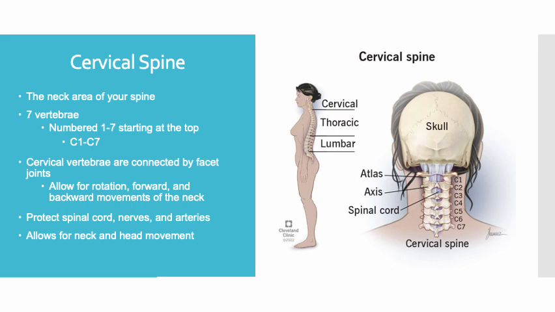The vertebrae are connected by facet joints, which I explained in the last slide. The little blue smooth plates where another bone can articulate with them. These joints allow for rotation, forward and backward movements of the neck. So the cervical spine is mainly involved in movement of your neck and supporting your head. It protects your spinal cord, nerves, and arteries that run through that area. And like I said, it allows for head and neck movement.